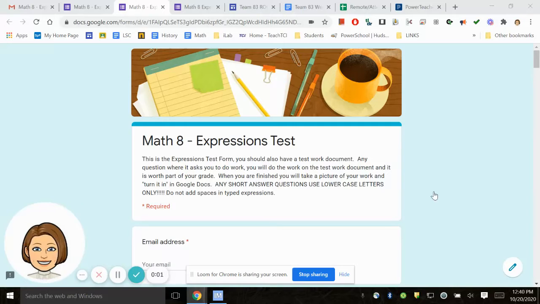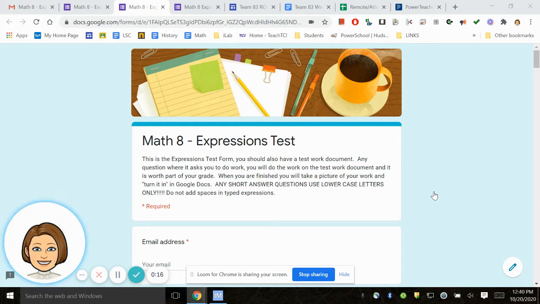This is the expression test form. You should also have a test work document. Any question where it asks you to do work, you will do the work on the test work document, and it is worth part of your grade. When you are finished, you will take a picture of your work and turn it in Google Docs.